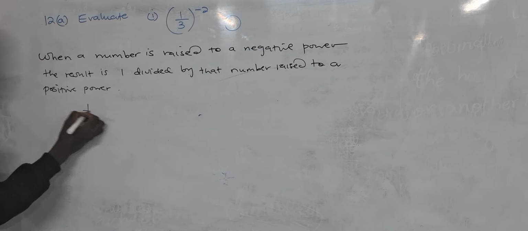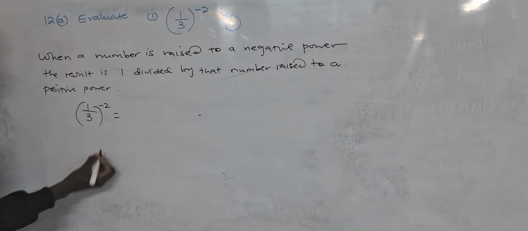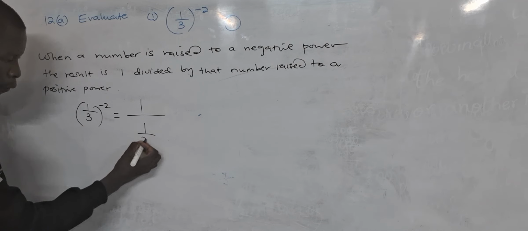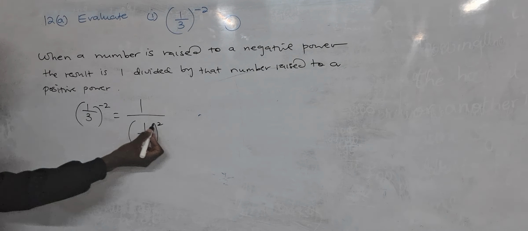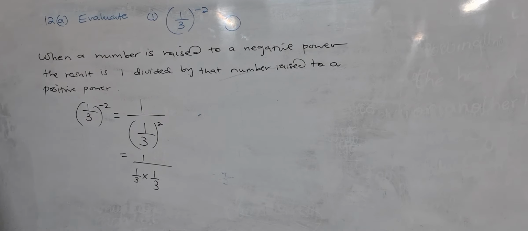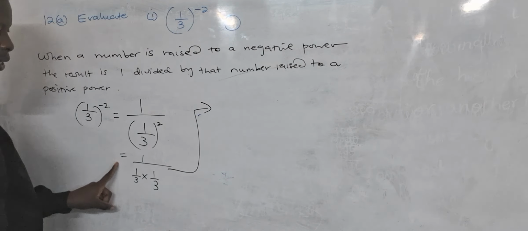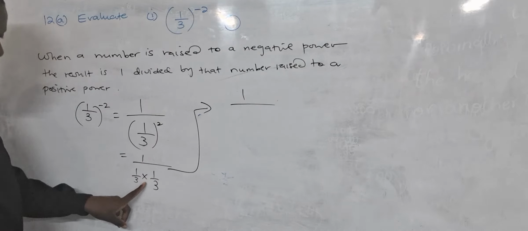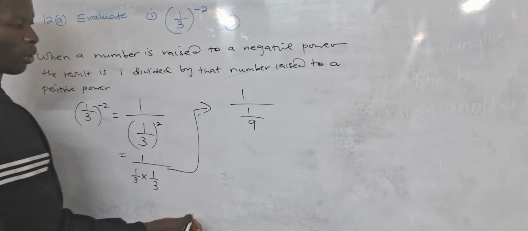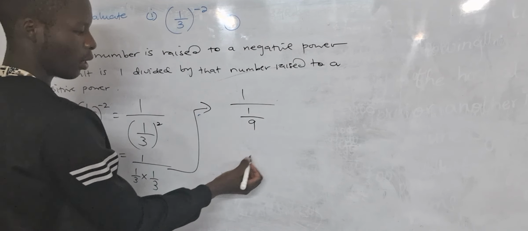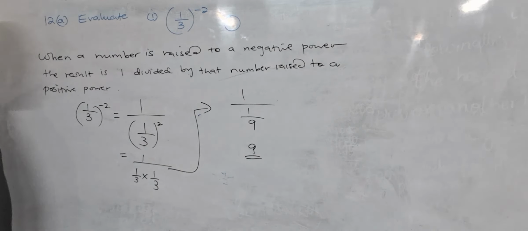Okay, so 1 divided by 3 is raised to the power negative 2. What is the answer? The result is 1 over that number raised to the positive power. This is no longer negative 2, but it is now positive 2, which is equal to 1 by 1 over 3 to the power 2. It means 1 by 3 times 1 by 3. Then from here, this is 1 by 1 times 1, and 1 divided by 3 times 3, which is 9. So 1 divided by 1 by 9. What is the answer? The final answer is 9.